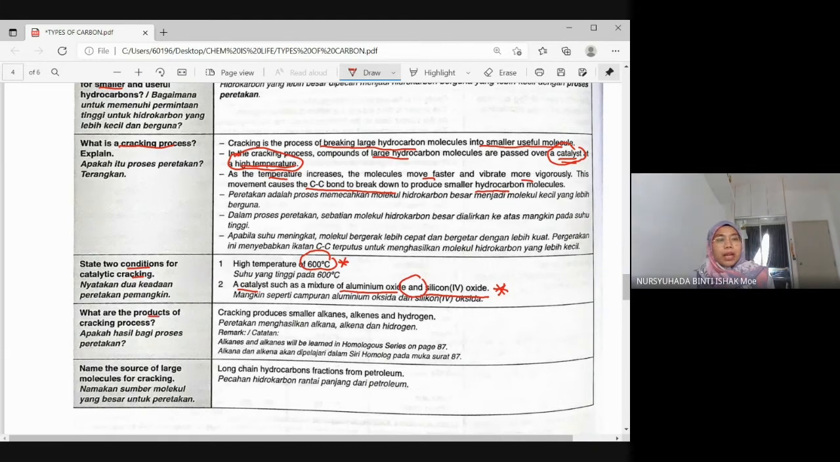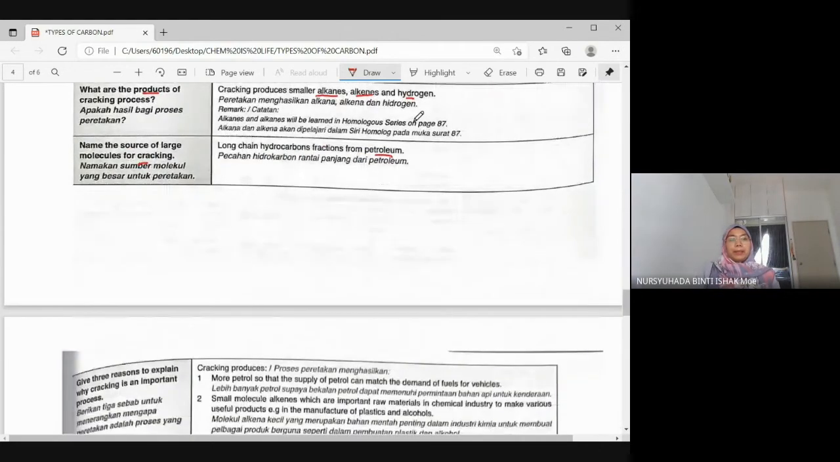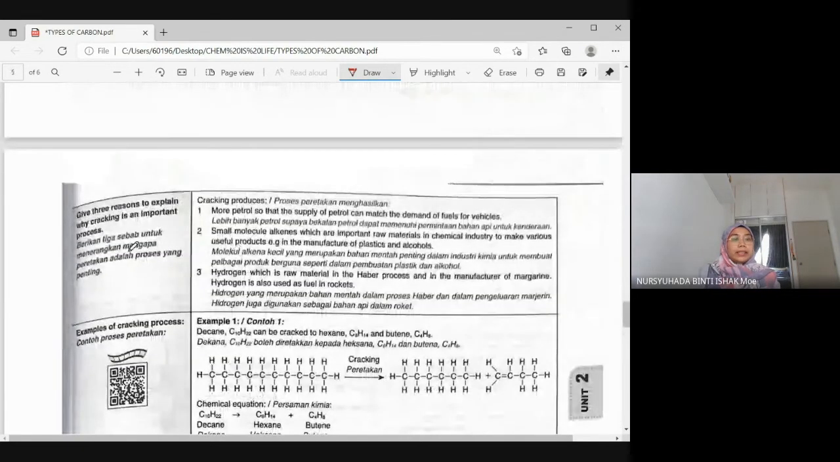Okay, what are the product? Cracking product produce smaller alkane, and hydrogen. Okay, name the source of large molecules of cracking. Long chain hydrocarbon fraction from petroleum. Okay, tak apalah ni.